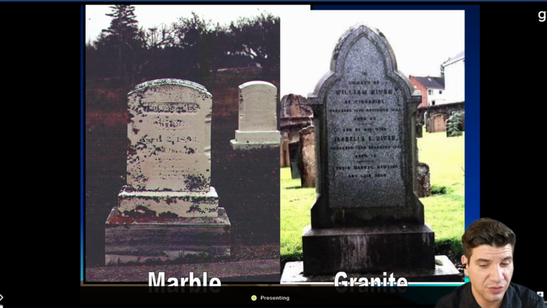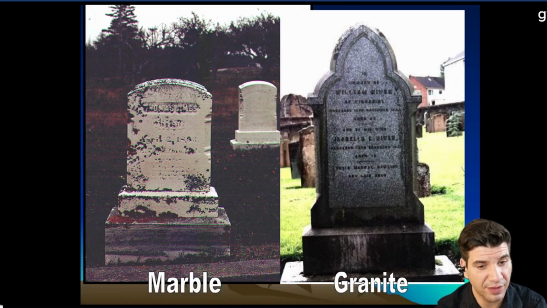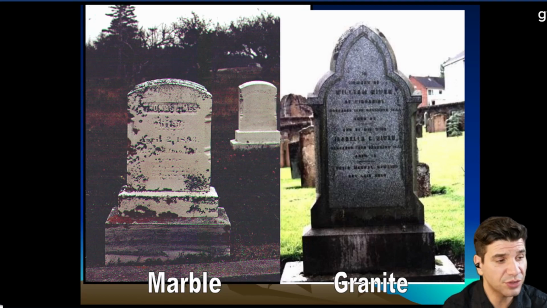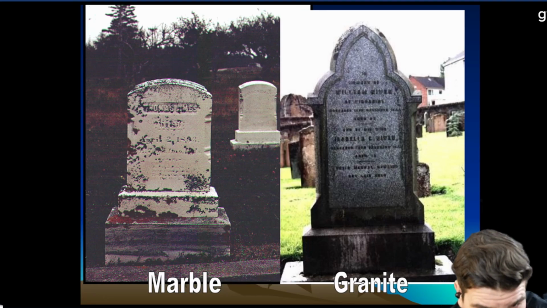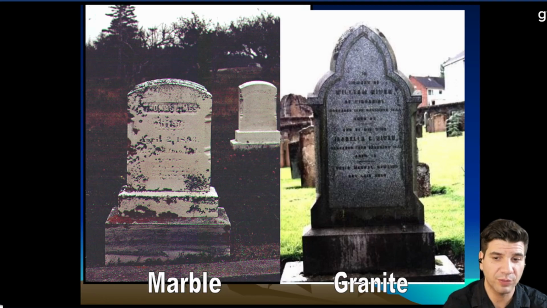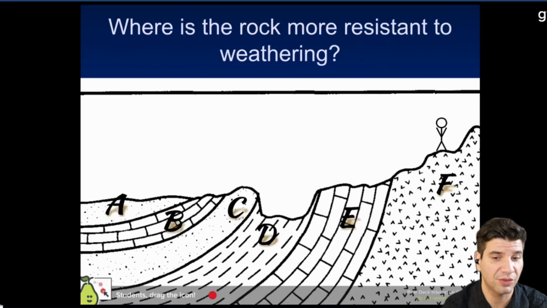Here's another example. We've got 2 gravestones. The one on the left is made of the rock marble. The one on the right is made of granite. Now, yesterday and the previous day, we've learned that marble is made of limestone, and limestone is broken down by acid rain. So you can see that the marble one definitely looks like it had a harder life. And in fact, if you read the date on there, it says 1893, where if you read the date on the other one, it's from the 1700s. The granite one looks great. The marble one, not so much. So what it's made of really tells you how quick it's going to break down.